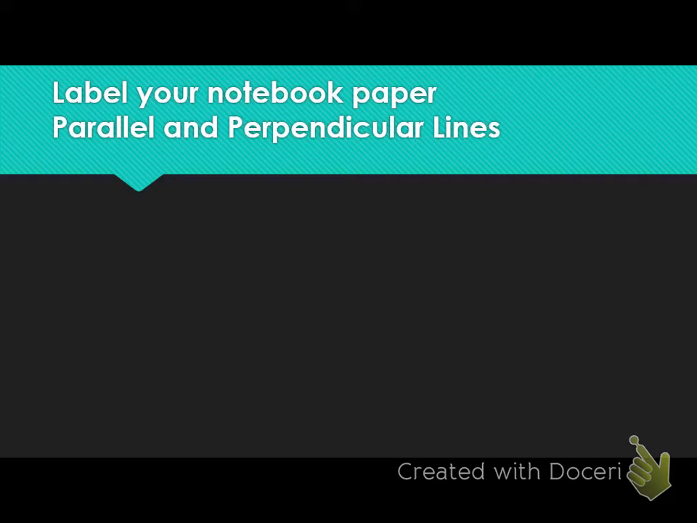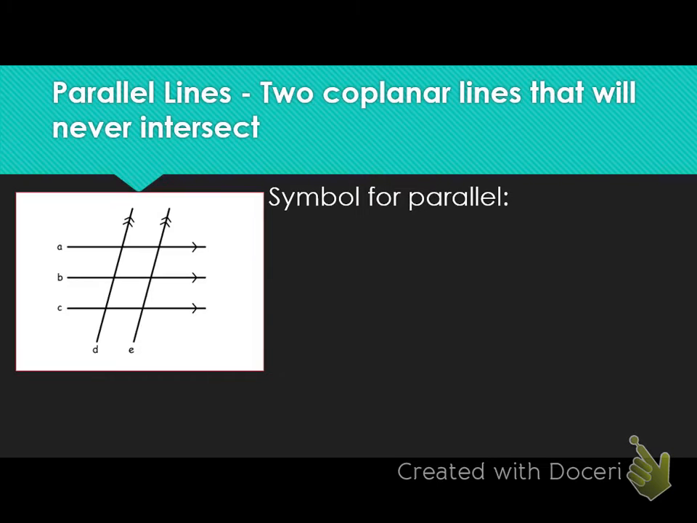So, these words you would use in real life. Roads are parallel. A lot of things are parallel, and a lot of things are perpendicular. We're just going to talk in specific about lines, starting with parallel lines. You're going to write this in. Parallel lines are two coplanar lines that will never intersect.